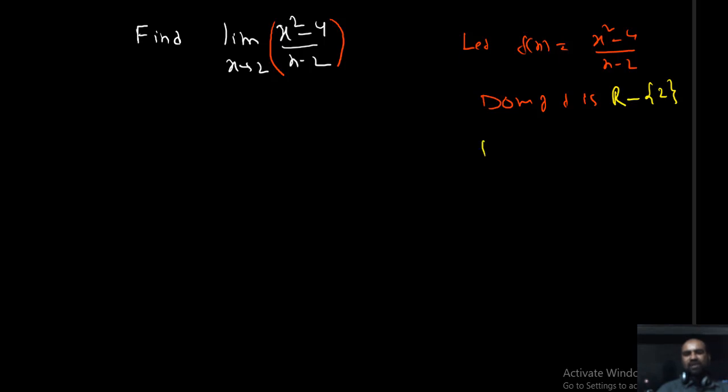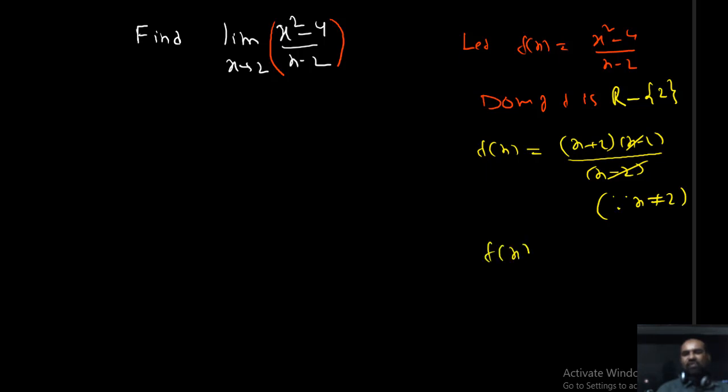So f of x can be rewritten as x plus 2 into x minus 2 by x minus 2. I can cancel these with the condition x is not equal to 2. That's why I can cancel. Now the modified form of the function is x plus 2. This is the modified form only, but this is not the exact function. By using f of x equals x plus 2, you can't say the domain of the given function is all real numbers.